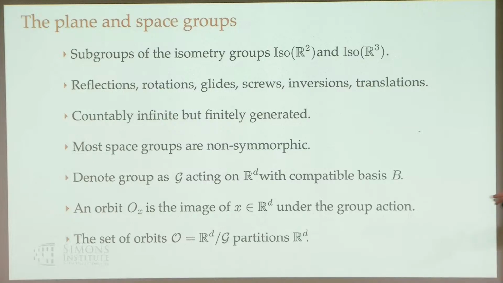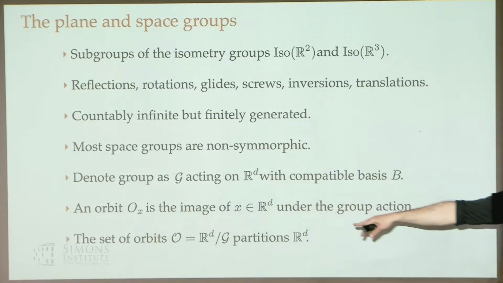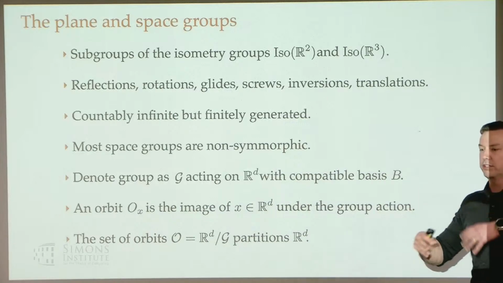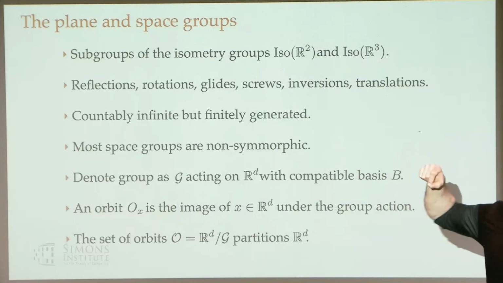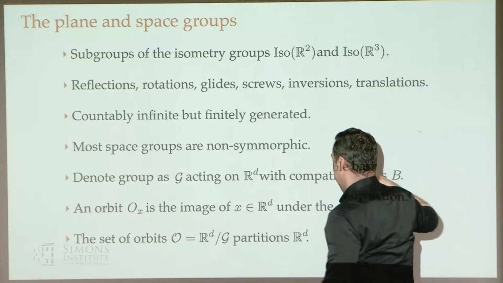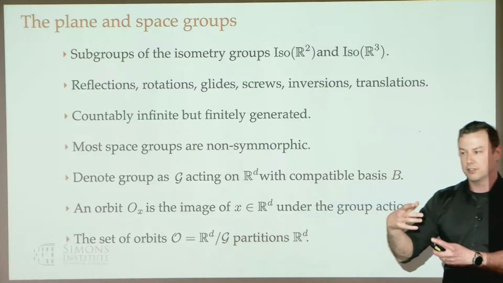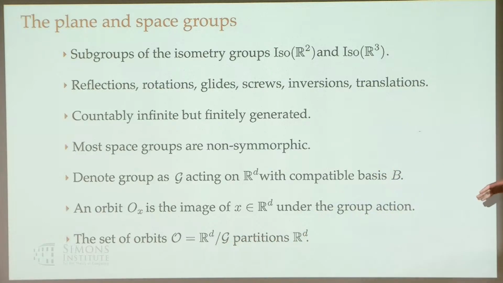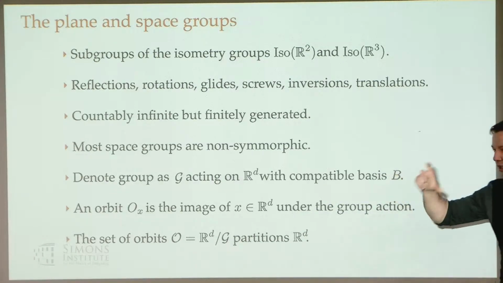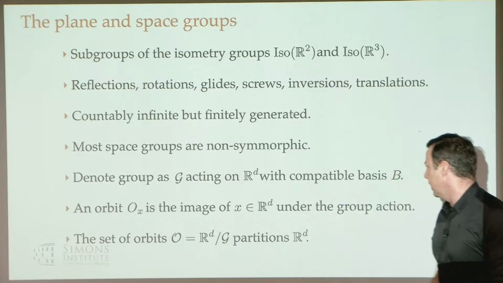When I write an orbit O_x, what I'm saying is this is the image of the point x under the group, right? So all the points are equivalent, like the same part of that little F across all of the tiles. And as you might expect, the set of orbits corresponds to one of those tiles, more or less, and it partitions all of R^D. Generally speaking, when I talk about that little tile, I'm going to call it the fundamental region, although I think material scientists like to call it the asymmetric unit.